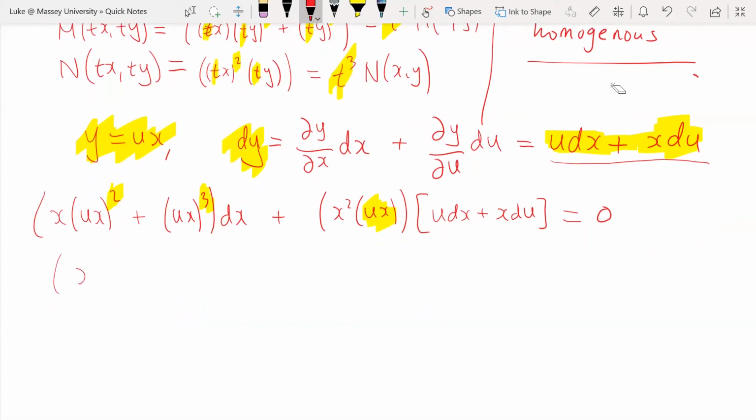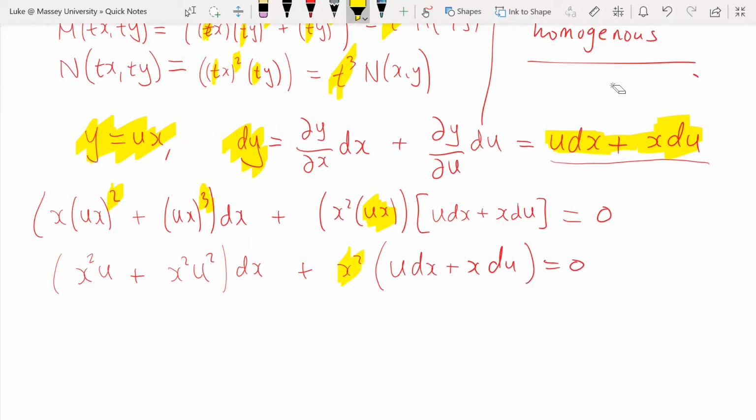So I'm going to get x times u times x, so I'm going to write that as x squared u. Here I'm going to get u times x squared, so I'm going to write that as x squared times u squared, dx plus, well, the u x here cancels, so I get x squared times (u dx plus x du) equals 0. Okay, in this equation I have a common factor of x squared, so let's divide through by x squared now. So if I divide through by x squared, on the left I'm left with u squared plus u, dx, plus, on the right, u dx plus x du equals 0.